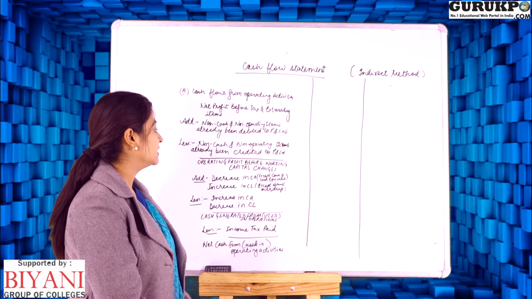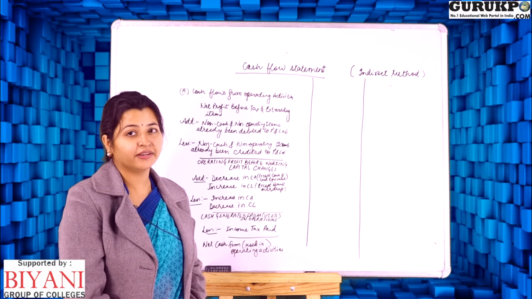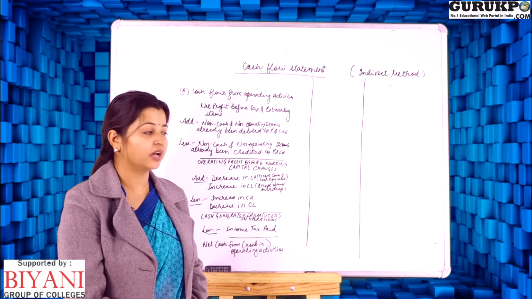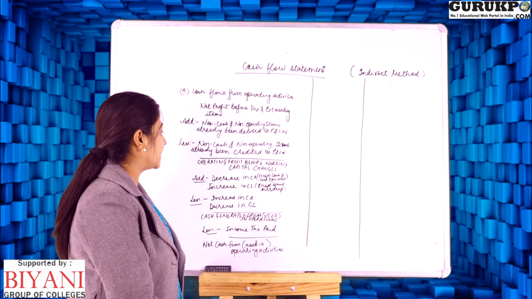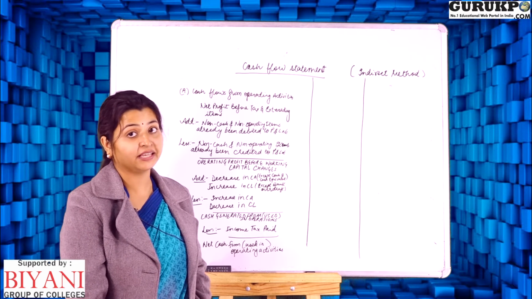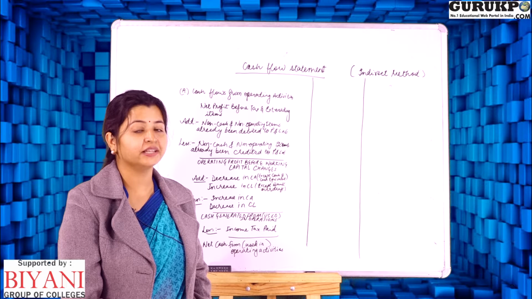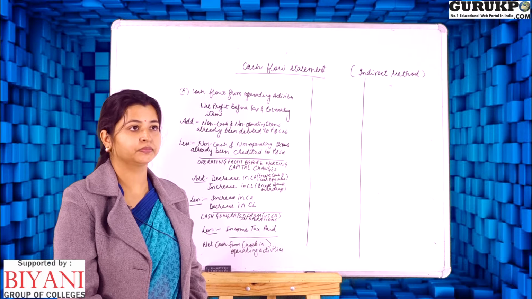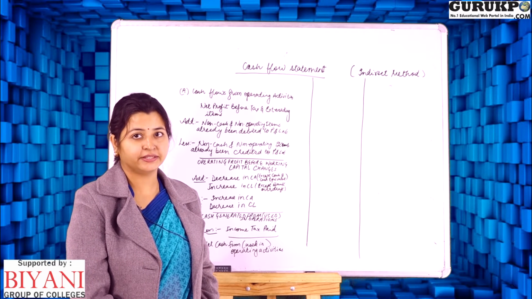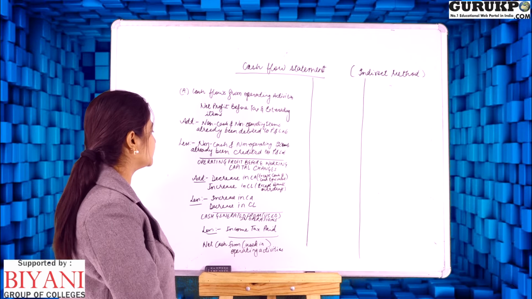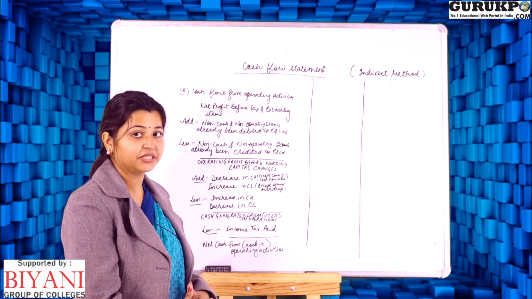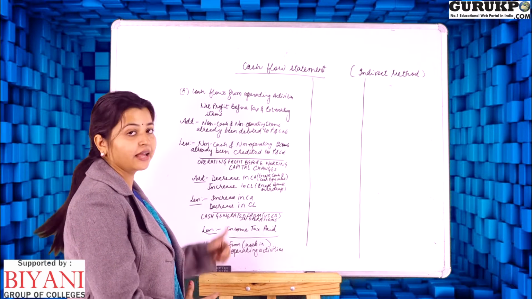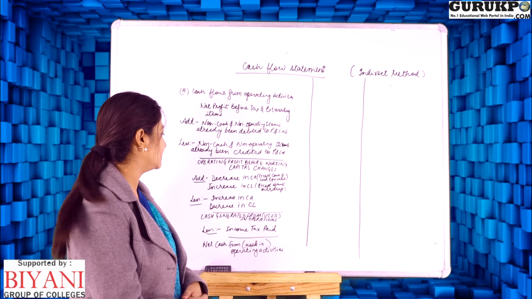Then we do the adjustment in current assets and current liabilities except cash and cash equivalent and bank overdraft. If there is a decrease in any current assets except cash and cash equivalent, like inventory, receivables, debtors, we add it, and we add if there is an increase in current liabilities like creditors. And then we less increase in current assets and decrease in current liabilities.